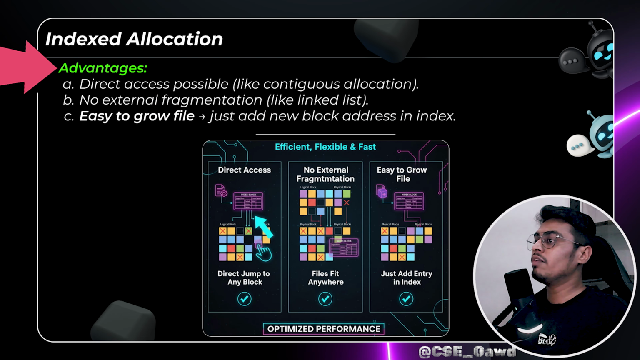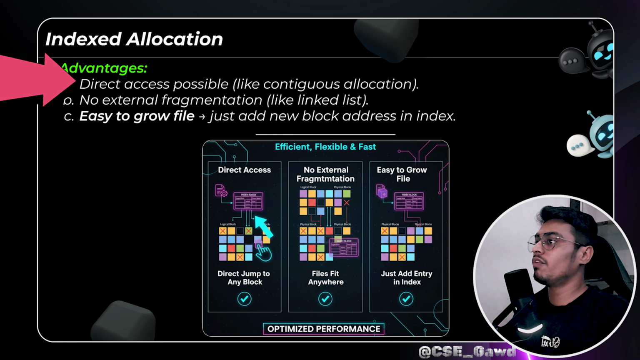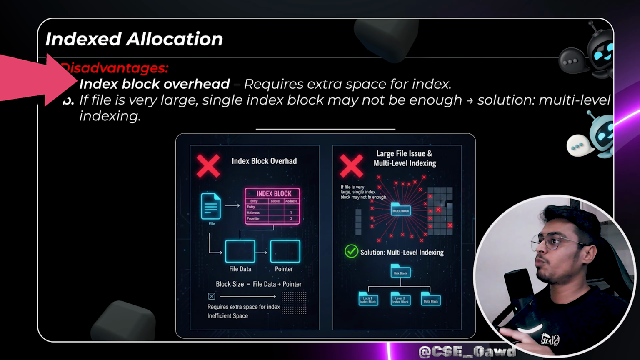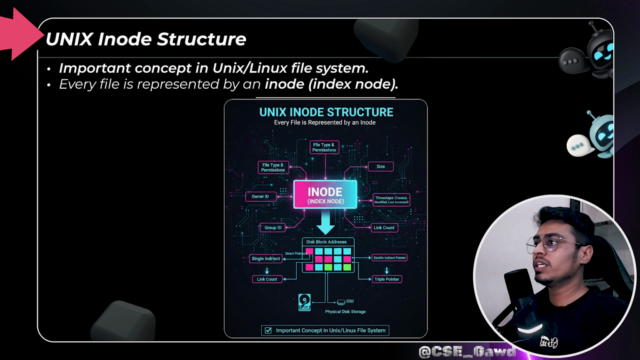So what are the advantages of indexed file allocation? First, it supports direct access. Another is that there is no external fragmentation. And what are the disadvantages? Pointer overhead and the multi-level index problem. Now moving forward to the UNIX inode structure. Let's get started with the UNIX inode.